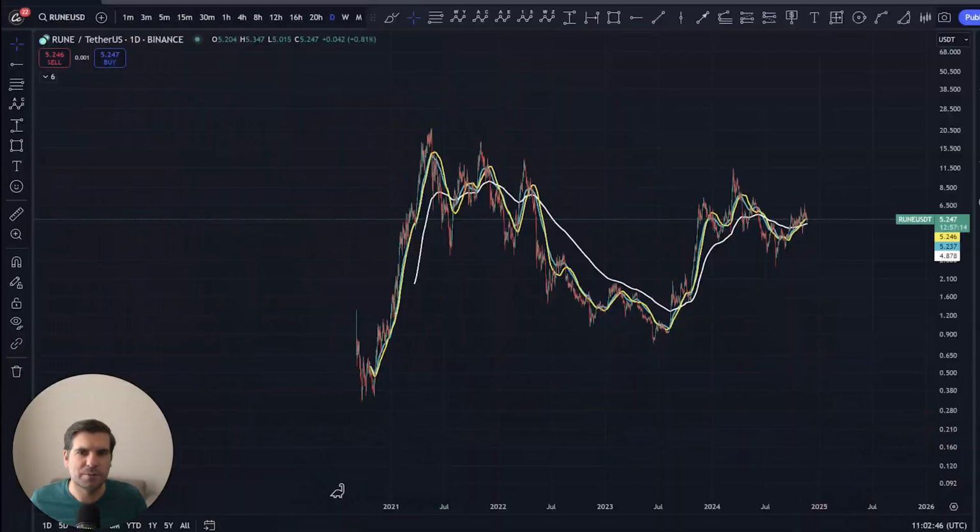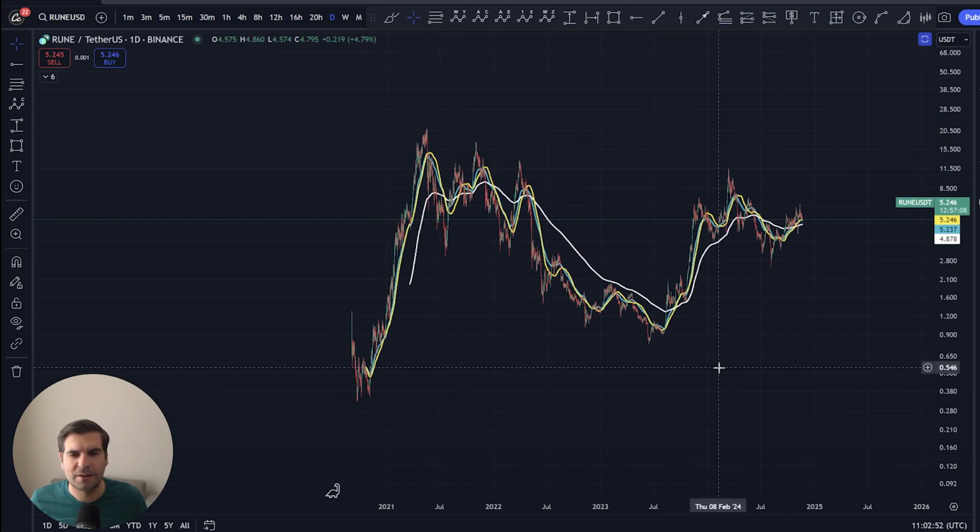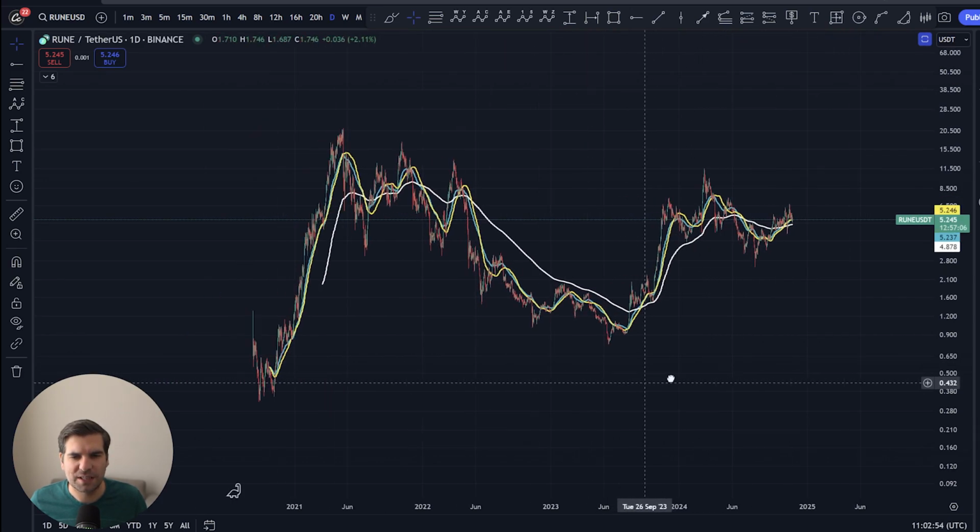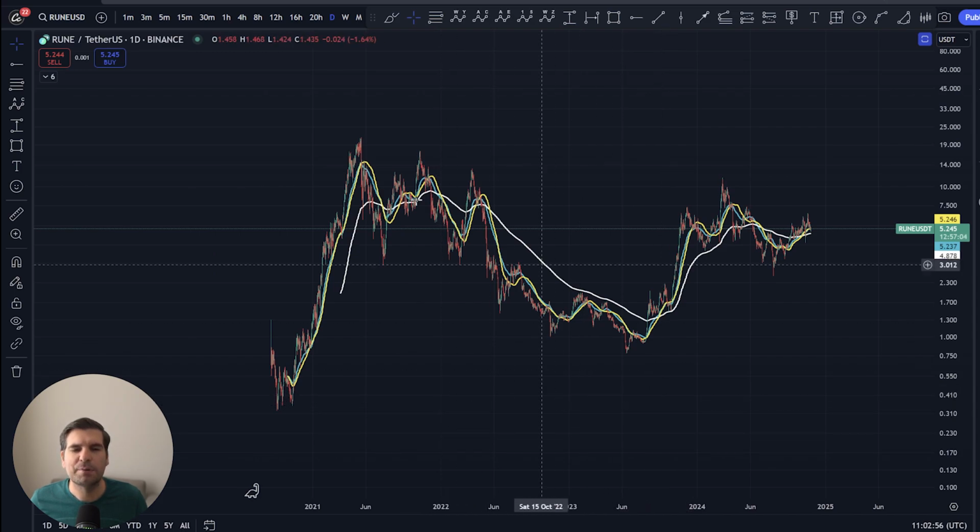Let's jump down into the charts and take a look at what's going on with Rune. Okay, guys, so here we have Rune paired up with USDT. We're on the 1-day Binance chart. Now, we're going to use a couple of tools here to help us understand what happened previously in terms of buying and selling and what is potentially going to unfold in 2025.